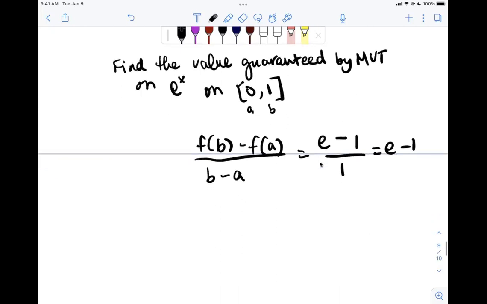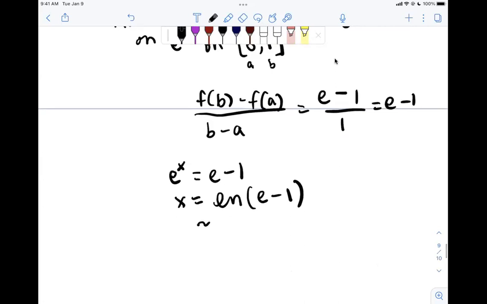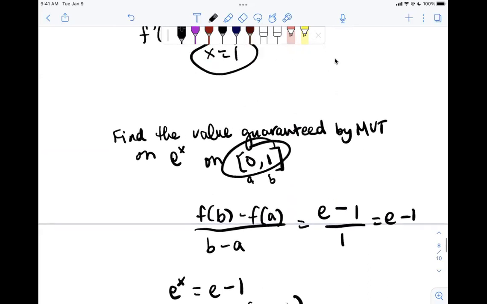Now the derivative of e to the x is e to the x. So we want x so that e to the x equals e minus 1. And so x is going to be the natural log of e minus 1. And for this, you would really just have to use a calculator to check if it's in the interval you're looking for. So if you do use a calculator, you're going to see that the answer is about 0.54. And we can see that that is in the interval 0 to 1, and so that is the point we're looking for.